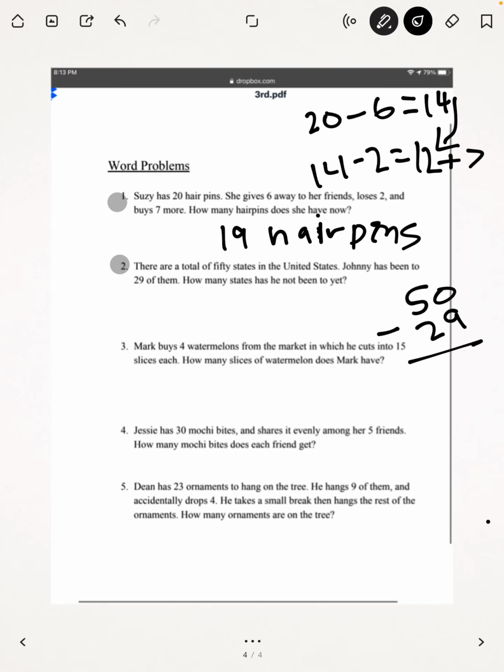So you can't subtract 9 from 0, so you would borrow from the tens place. So 5 becomes 4. This one becomes 10. 10 minus 9 equals 1. 4 minus 2 equals 2. So he hasn't been to 21 states yet.